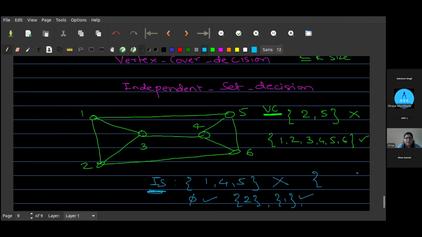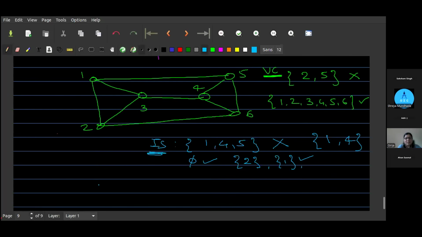Is there any non-trivial independent set which is not a single vertex or the empty set? 1, 4. Okay, 1 comma 4. Great. Yeah, so there is 2, 5 also, 1, 6 also, right? Basically, any pair of non-adjacent vertices. We cannot find one of size three, because we must take at least one vertex from one of the two triangles.